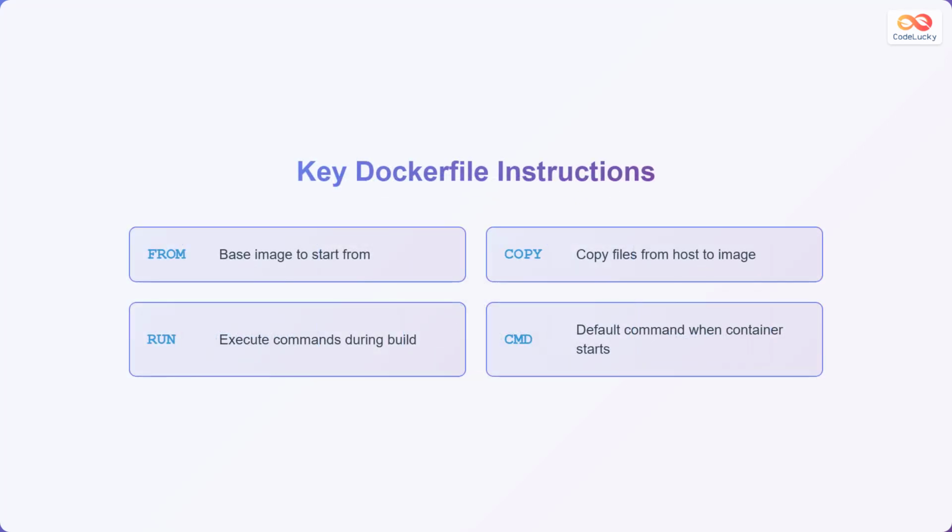Here are some key Dockerfile instructions. The FROM instruction specifies the base image to start from. The COPY instruction copies files from the host machine to the image. The RUN instruction executes commands during the build process. The CMD instruction specifies the default command to run when the container starts.